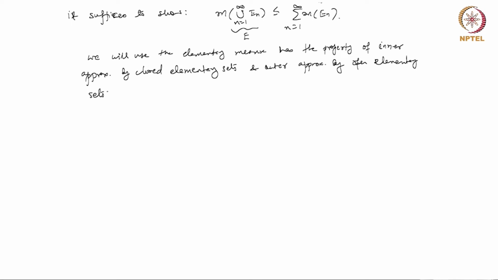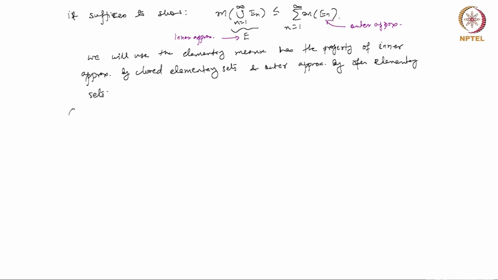So for E we will use inner approximation, and for the En's we will use outer approximation, and then we will use a compactness argument to reduce to finitely many unions, and then we can use finite additivity. So let's see how this works.